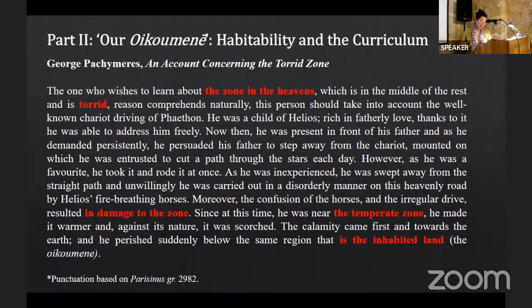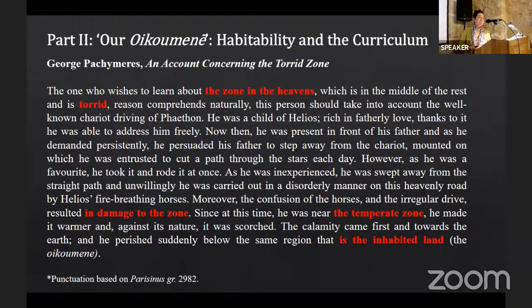However, as Phaethon was the favorite, he took it and rode it at once. As he was inexperienced, he was swept away from the straight path, and unwillingly he was carried out in a disorderly manner on this heavenly road by Helios's fire-breathing horses. Moreover, the confusion of the horses and the irregular drive resulted in damage to the zone. Since at this time he was near the temperate zone, he made it warmer, and against its nature it was scorched. The calamity came first, and towards the earth, and he perished suddenly below the same place that is the inhabited land.